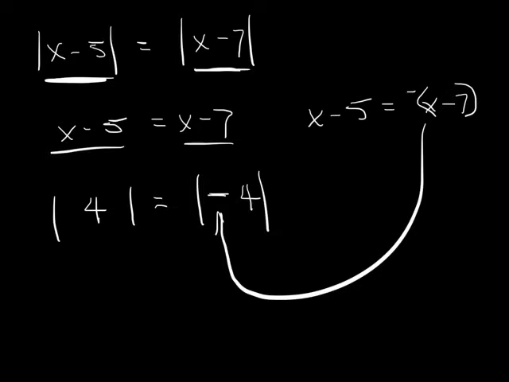You have x minus 5 equals x minus 7, or x minus 5 equals negative x, negative the quantity x minus 7. So the numbers are the exact same. Whatever's here is over here. It's just this one we didn't take the opposite of, and this one we put parentheses and put a negative sign, meaning we are taking the opposite of.